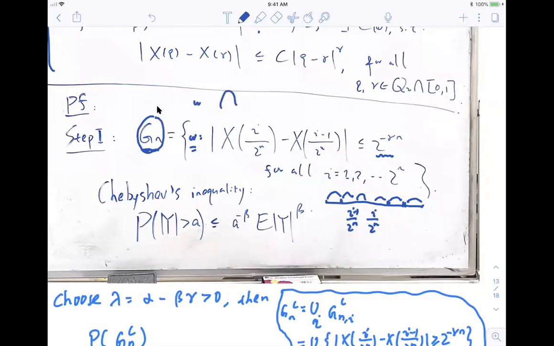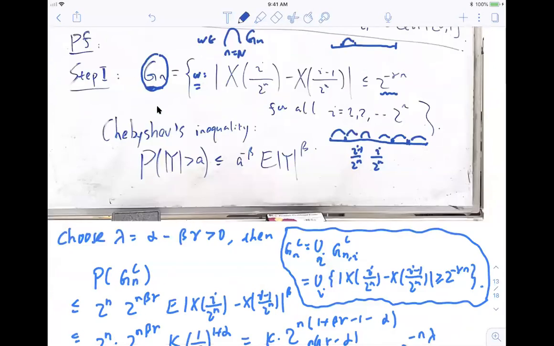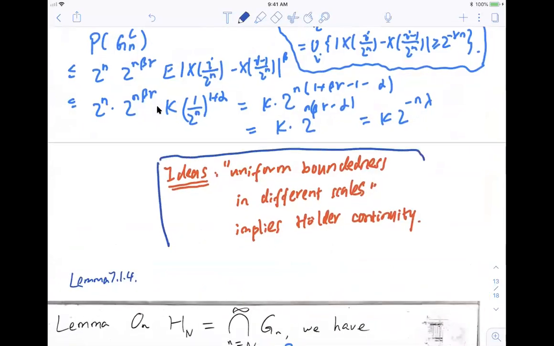If omega is in this set, the union from K_n to infinity of G_n, that means you only have very finite control of your growth for any scales of times. So then you have regularity. The idea is the following: if you have uniform boundedness in different scales, but this boundedness will also be finer as you go to smaller and smaller scales, then you get continuity.